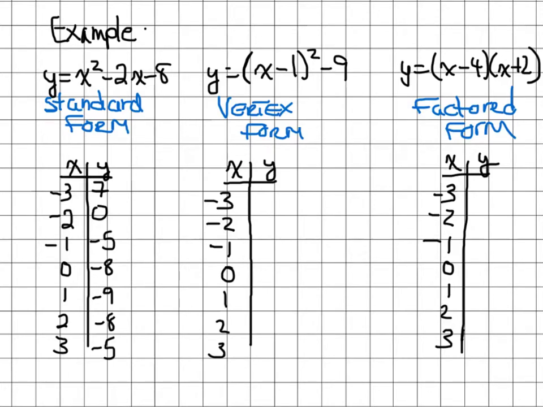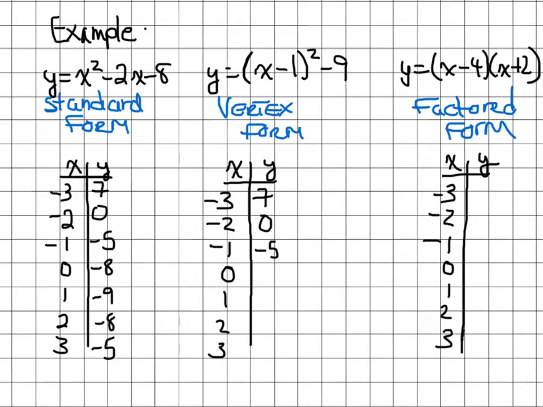Then for vertex form, I have minus 3 minus 1, which is minus 4 all squared is 16 minus 9, which again is 7. Look at that, as expected. Minus 2 minus 1 is minus 3. Minus 3 all squared is 9. 9 minus 9 is 0. Then minus 1 is minus 2, which all squared is 4. 4 minus 9 is minus 5.